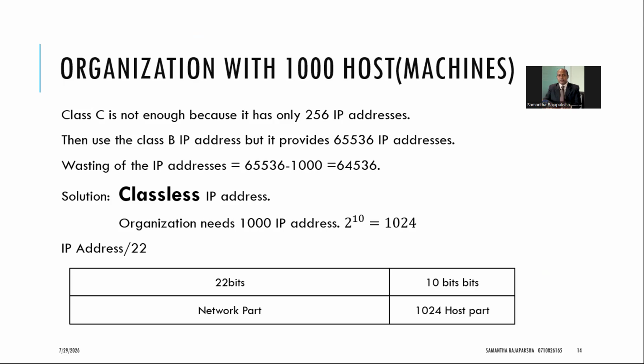That means we should allocate 10 bits for the host and 22 bits for the network. Because 2 to the power 10 is 1,024, which is enough for 1,000, this can be used. Therefore, 10 bits should be allocated for the host, 22 bits for the network. But normally we write IP address slash 22. That means the network part gets how many bits? 22 bits. That's the meaning.